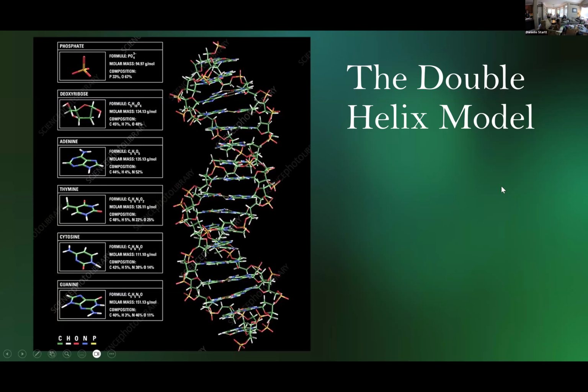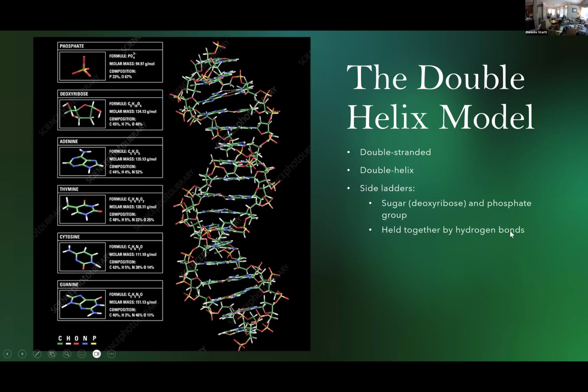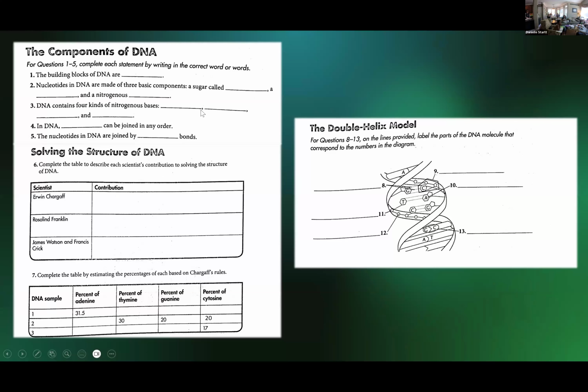All right, so here's what your double helix model looks like. So this is kind of what Watson and Crick were working on. It is double-stranded, a double helix with side ladders that are composed of your sugar group, which is deoxyribose, and a phosphate group, held together by hydrogen bonds. You have steps within the ladder. Those are composed of your purines, adenine and guanine, and your pyrimidines, thymine and cytosine. So now we know how all that's organized.